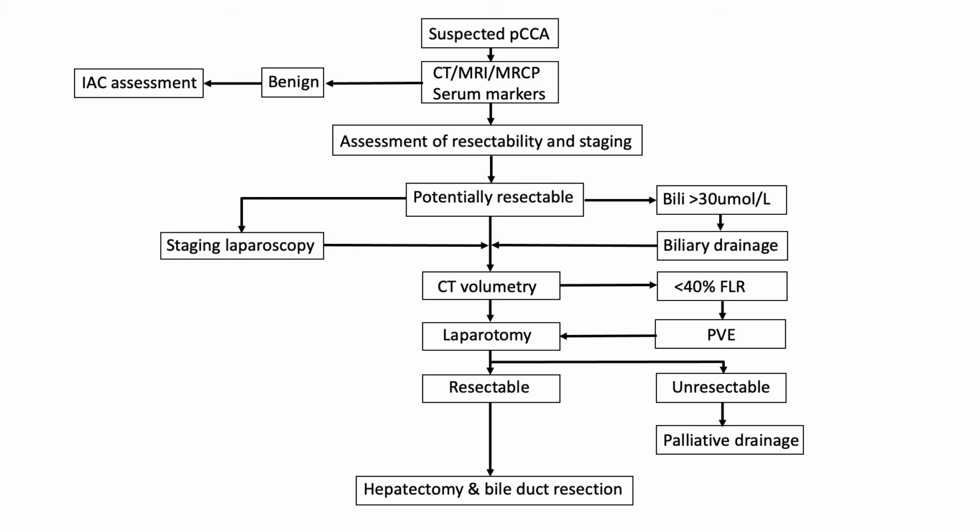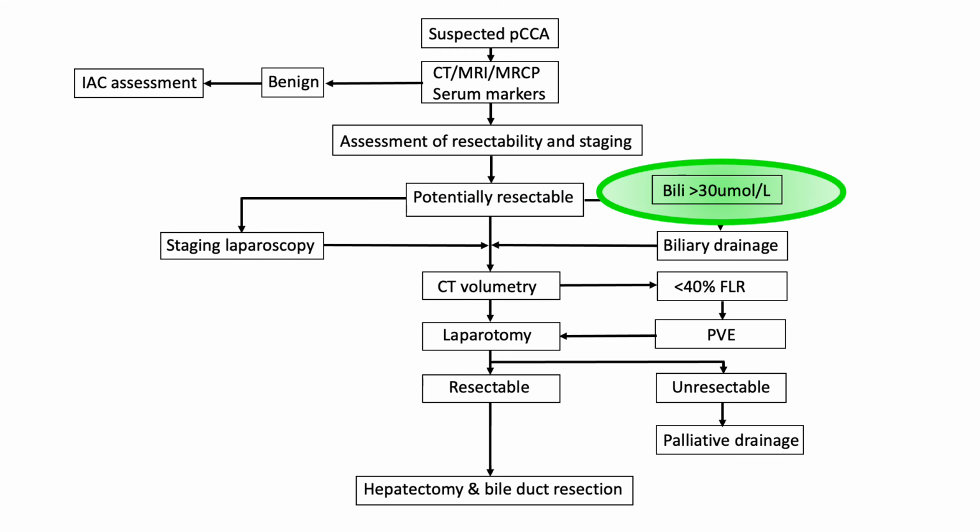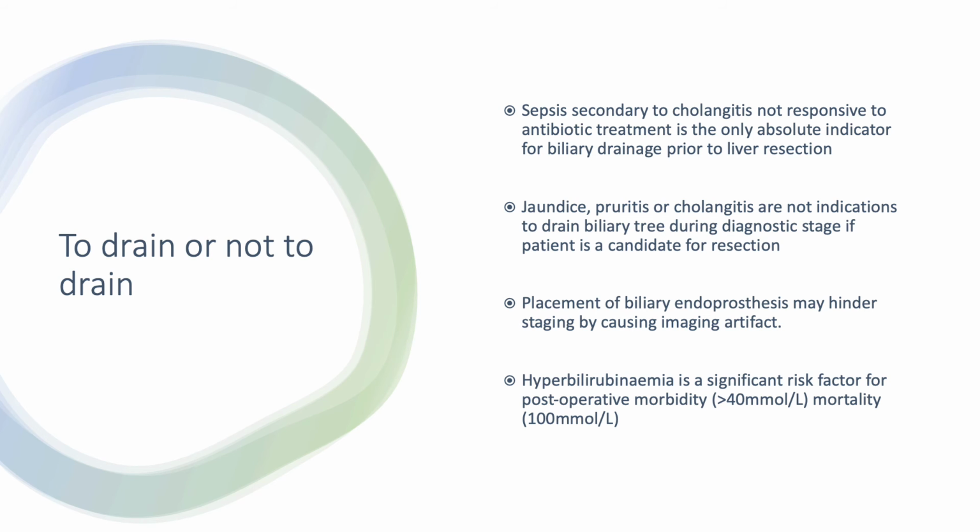So in the patients in whom we have suspected hilar cholangiocarcinoma, we've completed the assessment by imaging and/or undertaking other invasive tests, and it appears that the person is potentially resectable. What are the next things to consider? The first thing would be the bilirubin. Is the patient jaundiced? Placement of biliary stents is controversial.